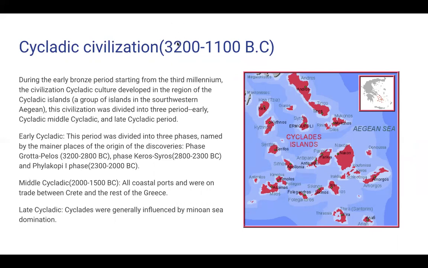this period was divided into three phases, named after the minor places of origin of the discoveries. During the middle Cycladic period, about 2000 to 1500 BC, all coast ports were on the trade route between Crete and the rest of Greece. The late Cycladic period was generally influenced by the Minoan sea domination.